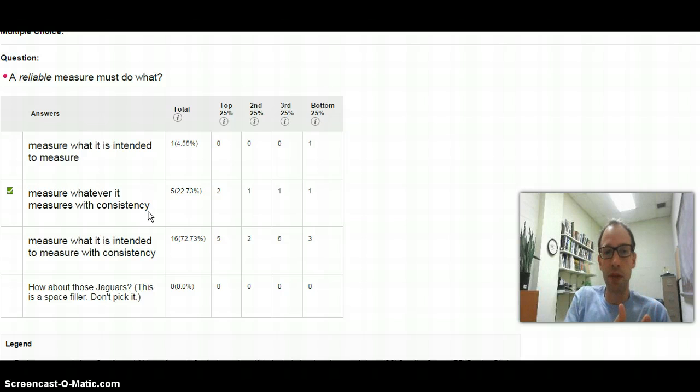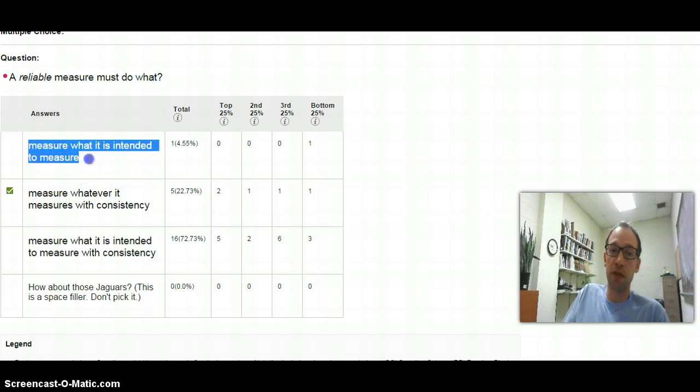It could be created to measure math anxiety, and maybe it doesn't measure math anxiety at all, but maybe it measures, I don't know, swimming ability, or something completely different. But as long as it consistently produces the same results, no matter how many times you take the test, then it's a reliable measure. So reliable means consistent. It doesn't mean that it's measuring what it should measure. That is the definition of validity.